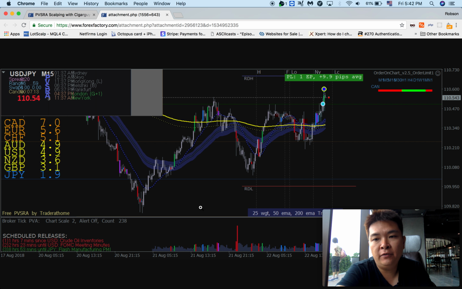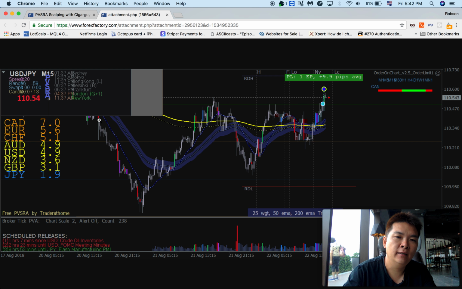Here on M15, I see that price has gone down until this level. After that was a huge rally upwards. The rally ended here at more or less 110.500, which is the half level on Pvsra. After that, there was a retracement. It was a correction. And after the correction, price started to go up again.